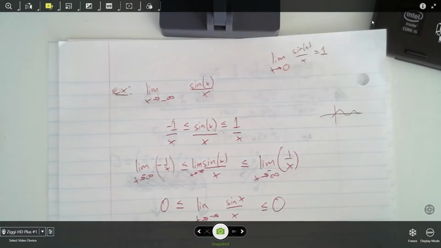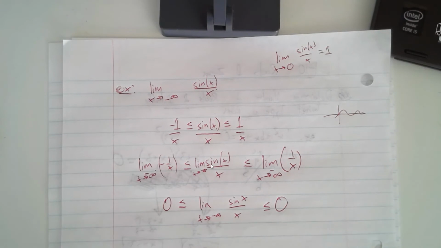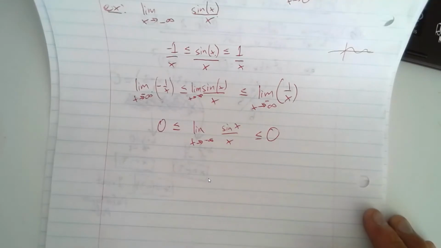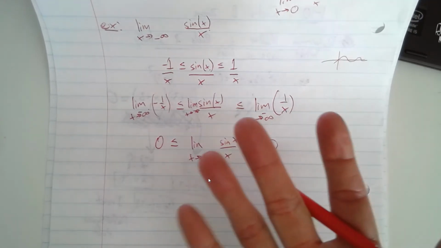So in conclusion, because, I'm trying to scroll up using my mouse for a document camera. You can't really do that.